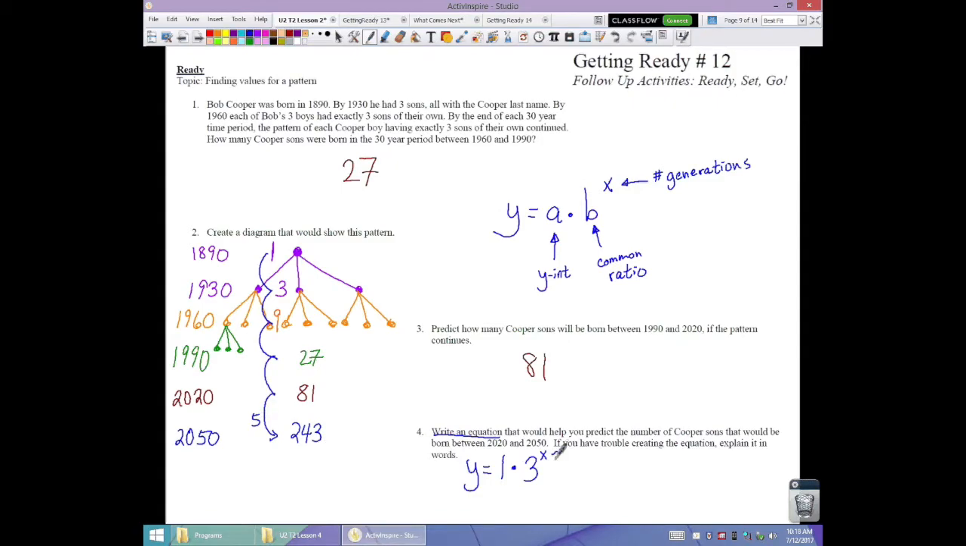So if we were to put a 5 substituted in for x, this becomes y equals 1 times 3 to the 5th. 3 to the 5th is 243 times 1. We get our same 243 that we found using our diagram.